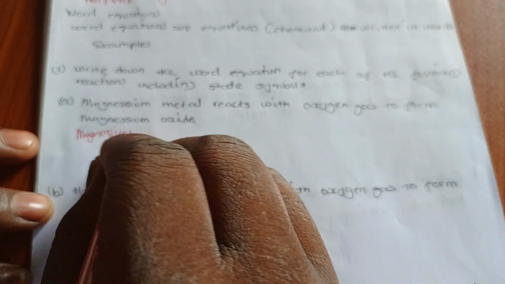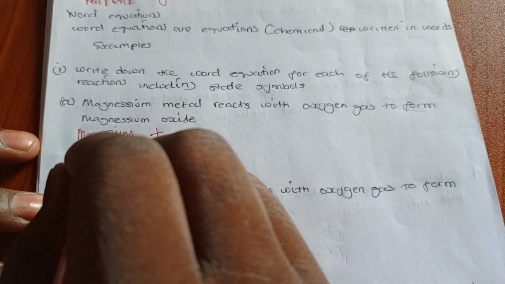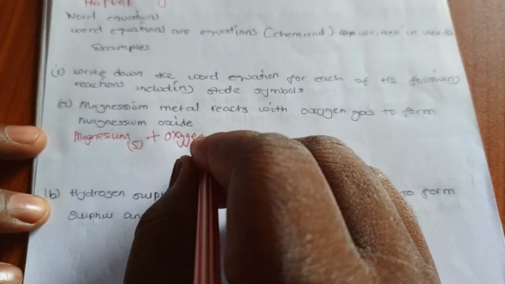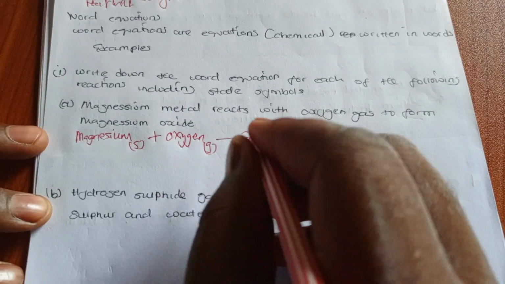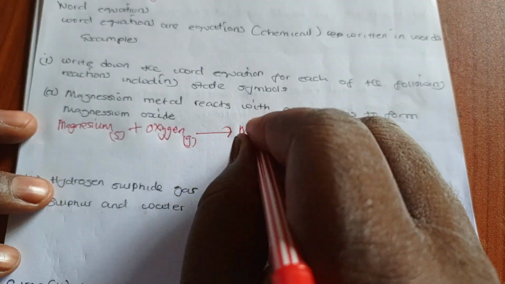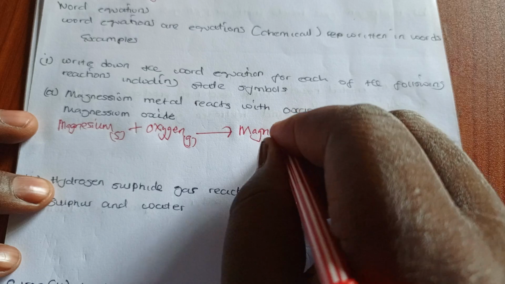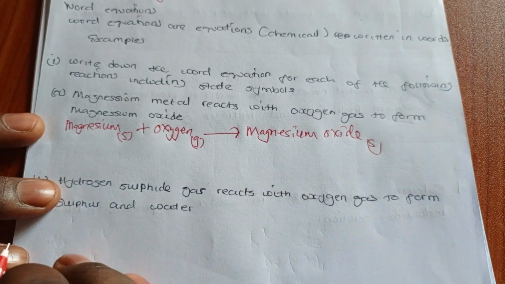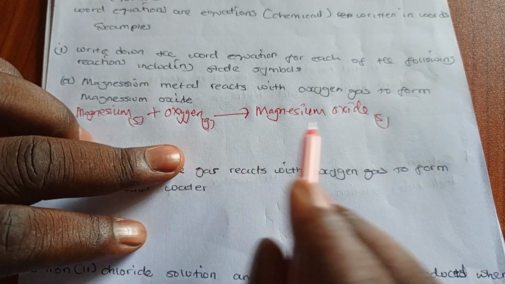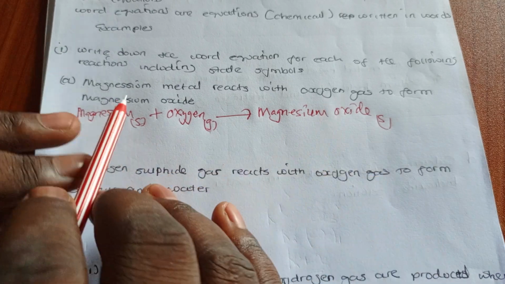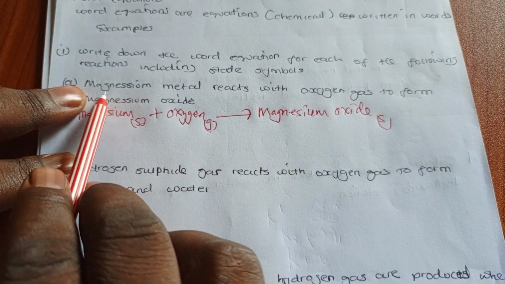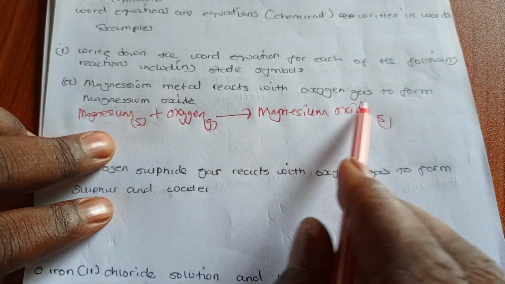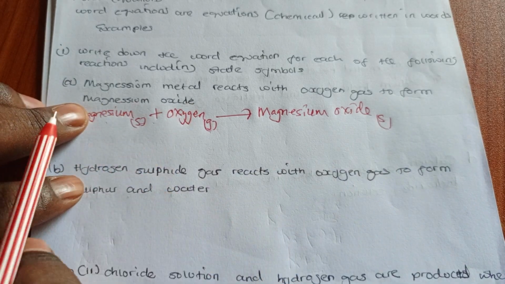Magnesium is a metal, so it's a solid. It reacts with, so plus oxygen, which is a gas, to form magnesium oxide, which is solid. So this is solid, gas, solid. This is how you're supposed to write the chemical equation. You just follow the statement here: magnesium metal reacts with oxygen to form magnesium oxide like this.